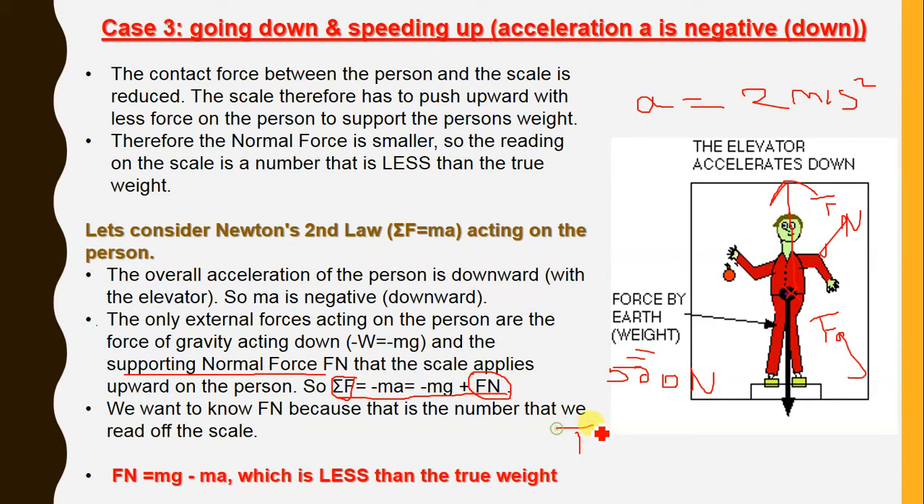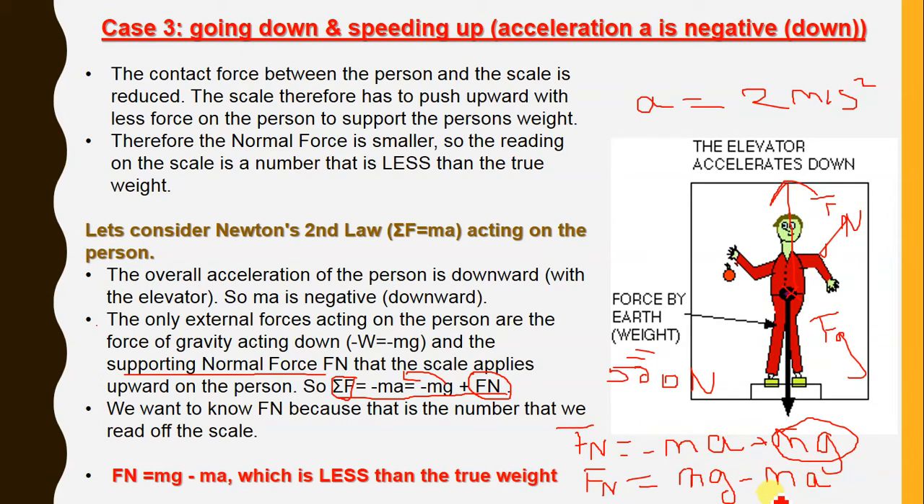So Fn, if you want to get it, what do you have here? Negative ma. Keep it. You will move this to the other side, right? So it will be plus mg. See, mg is the true weight, okay? So mg is positive here, negative ma. So look girls, you are subtracting a number from mg, from the true weight. So here what are you going to feel? You are going to feel lighter. Why? Because here the apparent weight, the reading on the scale, is less than the true weight.